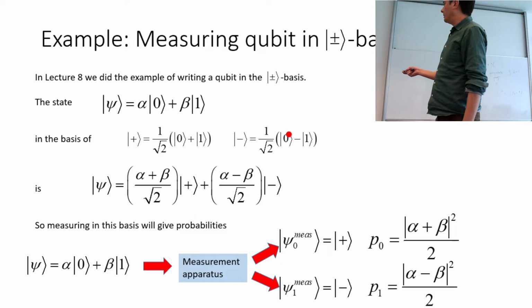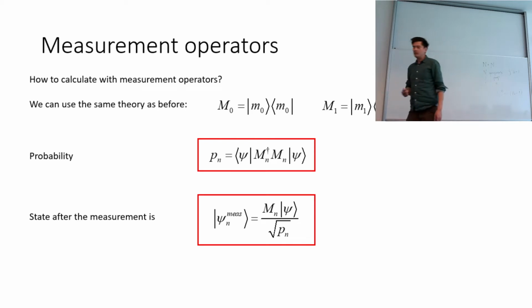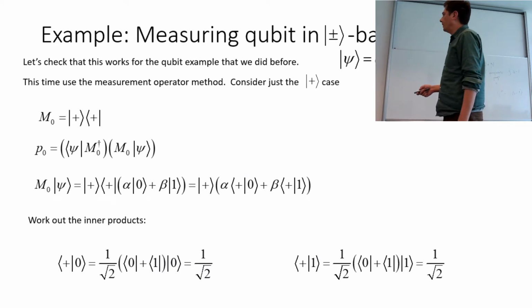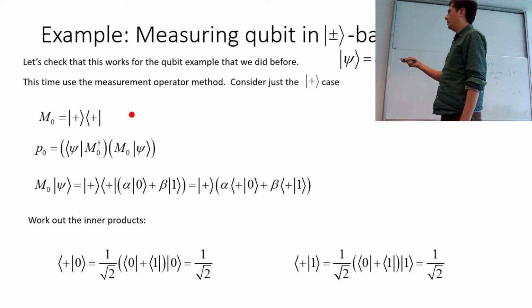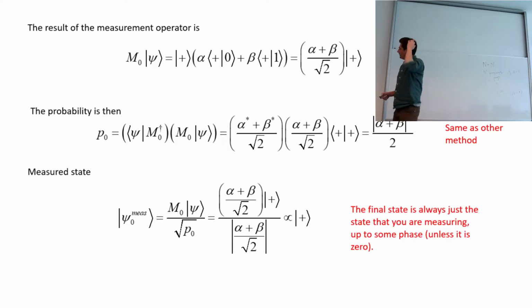Key point here is that in a different basis, these coefficients are different. So that means the probability is also going to be different. But otherwise, basically, these formulas for the probability and so forth are the same. And I showed you basically how to work with these measurement operators. So if you've got measurement in plus basis, then you would construct a measurement operator like that, and you can calculate probabilities in the same formula.